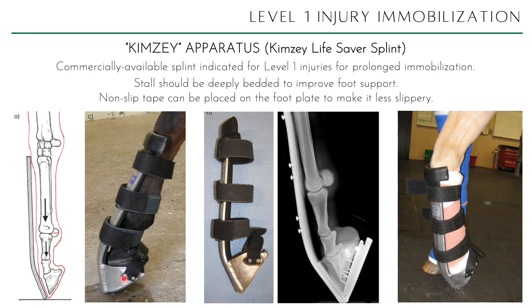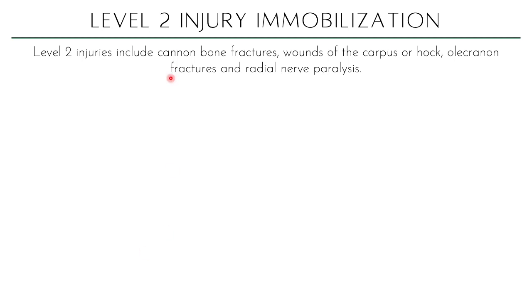They just wrapped it again with a certain kind of vet wrap. Not really vet wrap, but kind of vet wrap. It can be placed on this foot to generate friction. Okay? Level 2, let's go up. Level 2 injuries would include cannon bone fractures, wounds of the carpus or hock, olecranon, that big caudal bone there, and radial nerve paralysis. So forelimb, how do we do this?